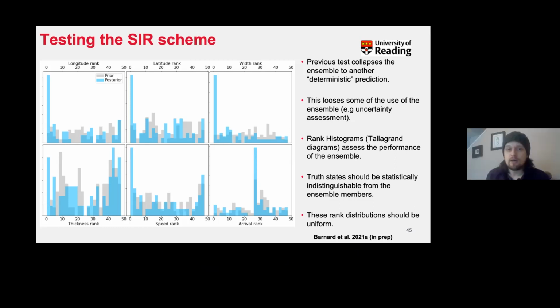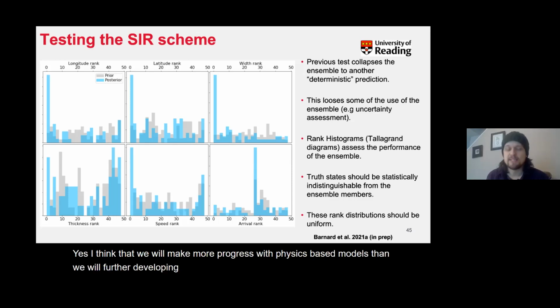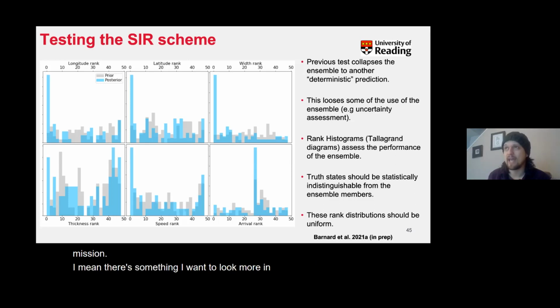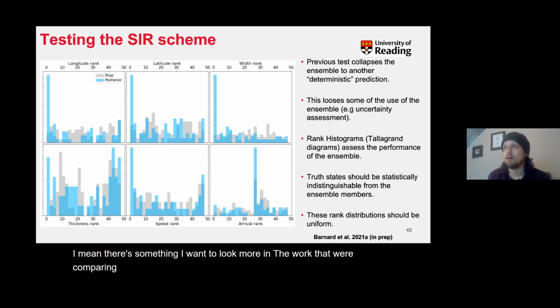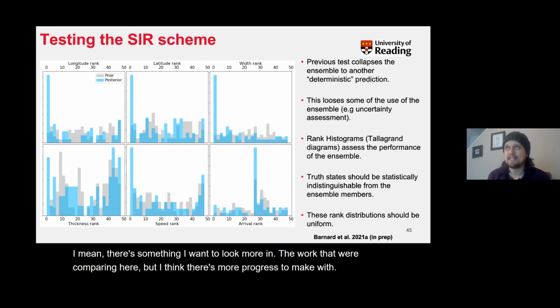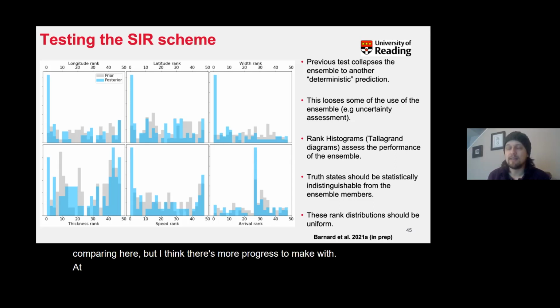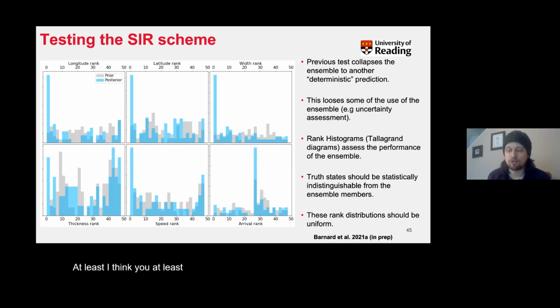Yeah, so I think that we will make more progress with physics-based models than we will further developing the geometric models, particularly for an L5 mission. I mean, it's something I want to look more into in the work that we're preparing here. But I think there's more progress to be made with, at least, I think you at least need time-dependent solar wind structure. Makes a lot of sense.